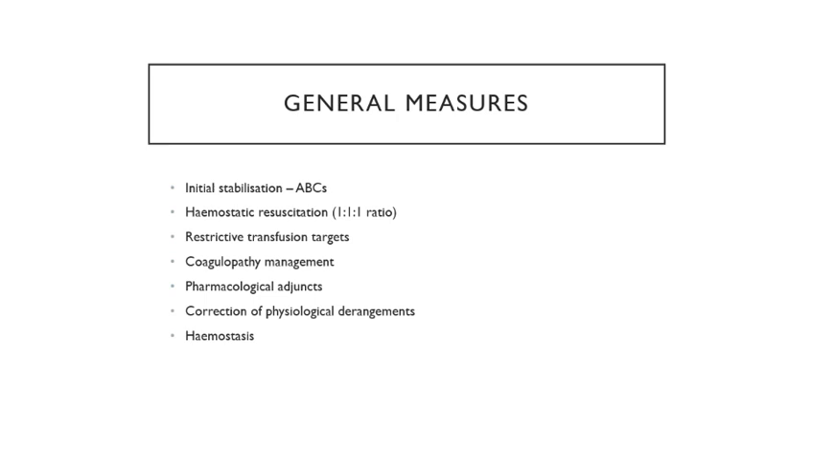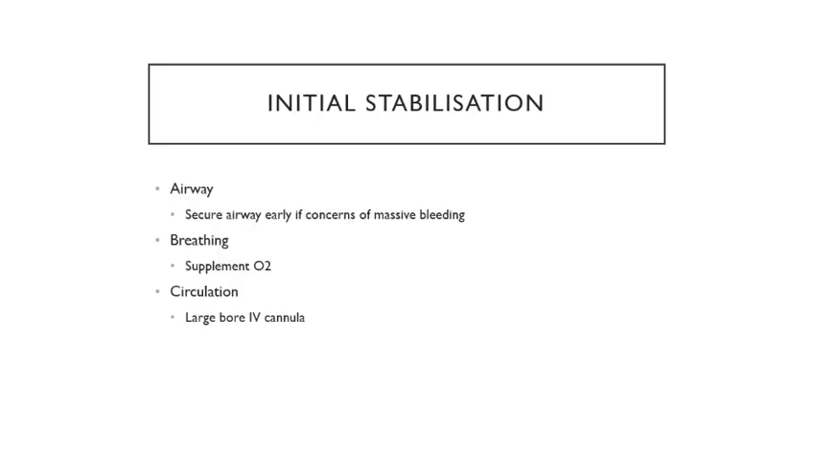During initial stabilization, airway management includes the need to assess the potential to lose the airway due to massive bleeding, warranting securing the airway upfront in a safe and controlled manner. Supplemental O2 should be given to patients who are hypoxic. Large bore IV cannulas should be sited. Note that large bore IV cannulas are superior to central lines in the ability to deliver large volumes of fluid or blood products rapidly.